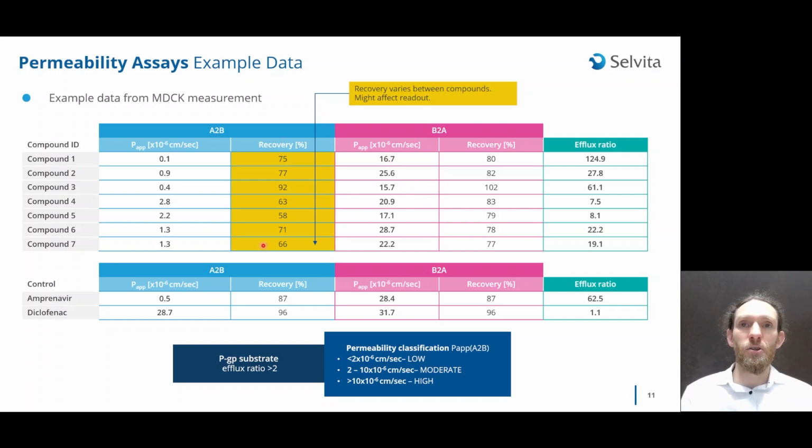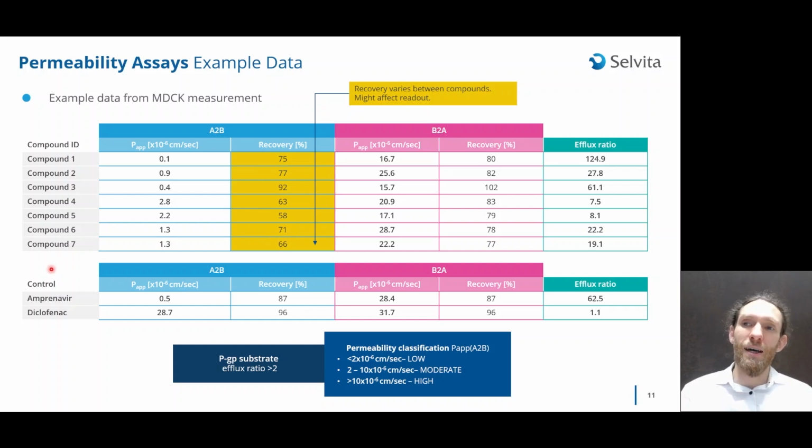We also have reported recovery. This is the ratio of the compound that is found in the compartments after the assay to the amount of compound that was delivered to the assay. In an ideal situation, this will be 100%. But here it is much lower, like 66, 75. So likely the compound either bound to the plastic or bound to some cell components, and this affects the readout. So if the recovery is low, it will affect the quality of the readout.